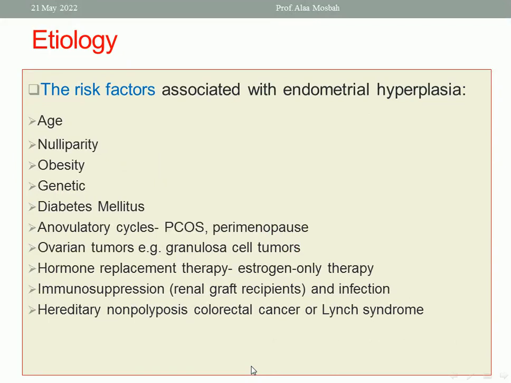What are the risk factors with endometrial hyperplasia? The age, nulliparity, obesity, genetic factors, diabetes mellitus, anovulatory cycle, PCOS, and the perimenopause age, ovarian tumor like granulosa cell tumor, hormone replacement therapy, specifically estrogen-only therapy, immune suppression as in case of renal graft recipients, and infection, hereditary non-polyposis colorectal cancer or Lynch syndrome.